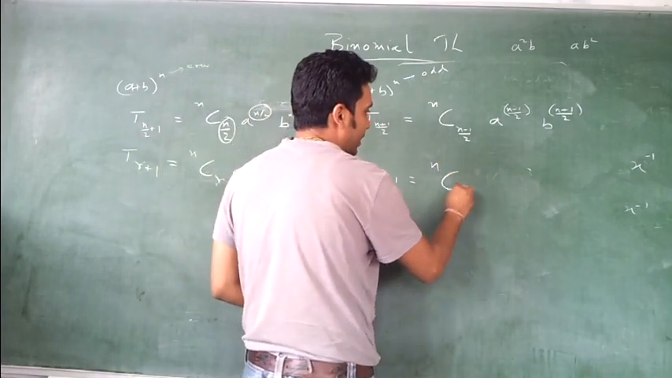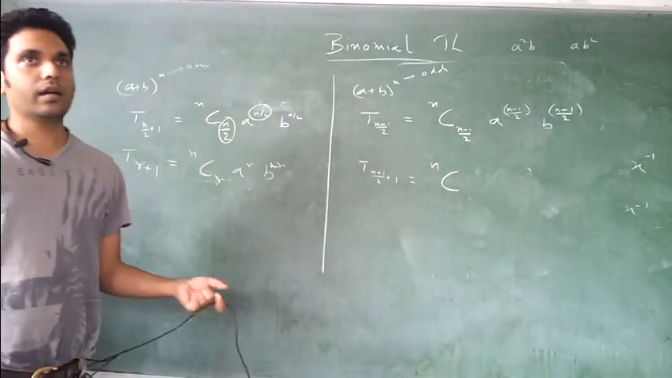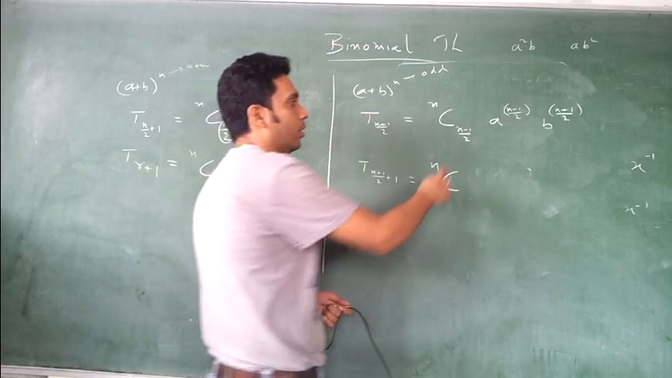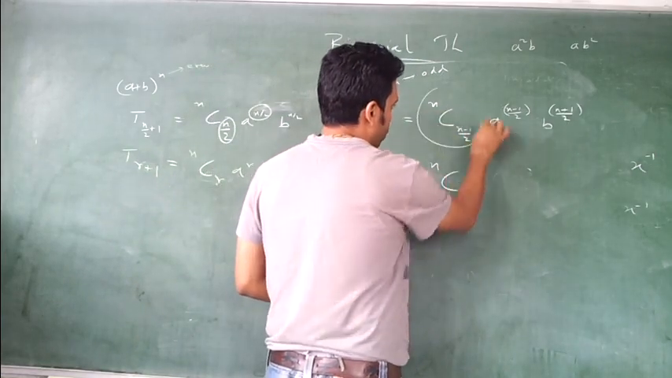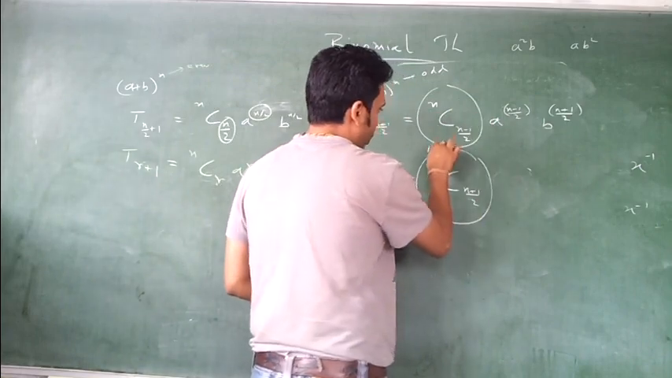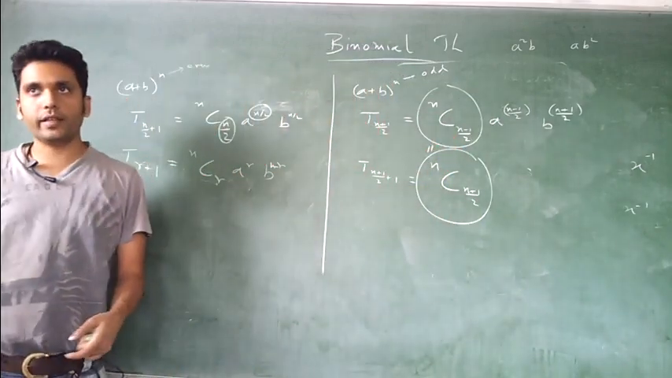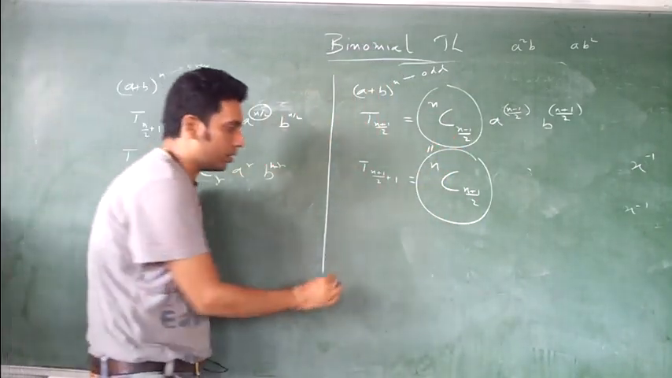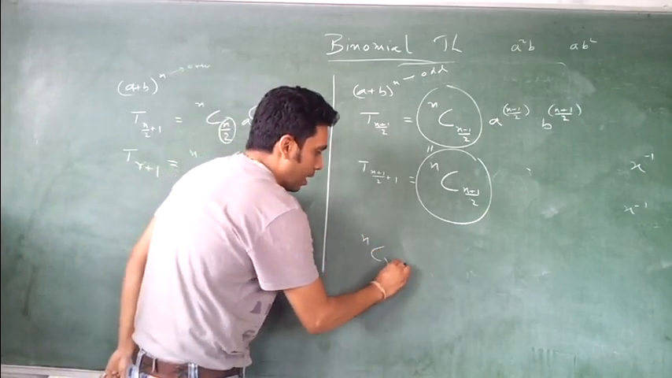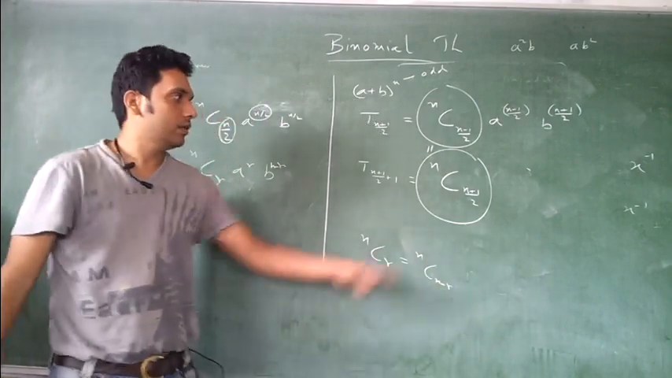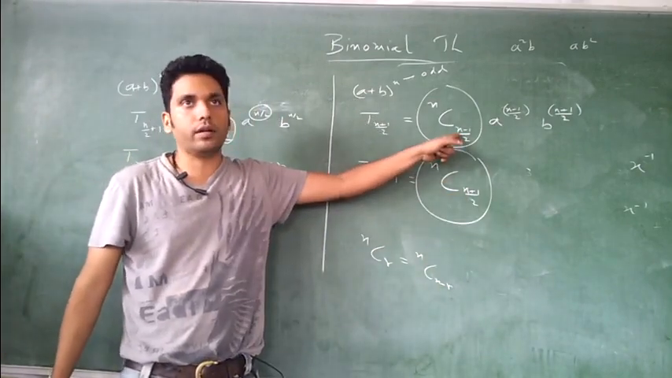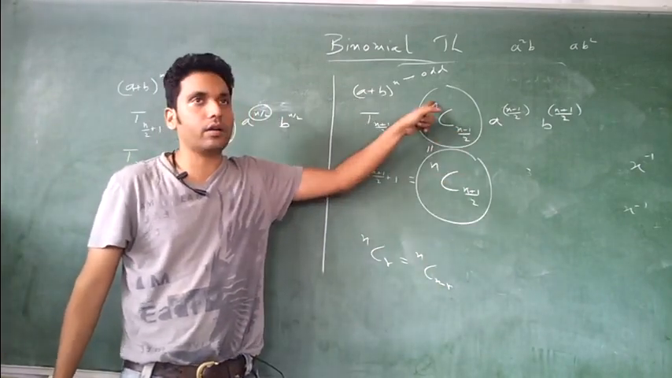nC (n plus 1)/2, which will be equal to nC (n minus 1)/2. These two are equal. Why are they equal? Because nCr is equal to nC (n minus r). This is n minus this. This and this is equal to that. This plus this.